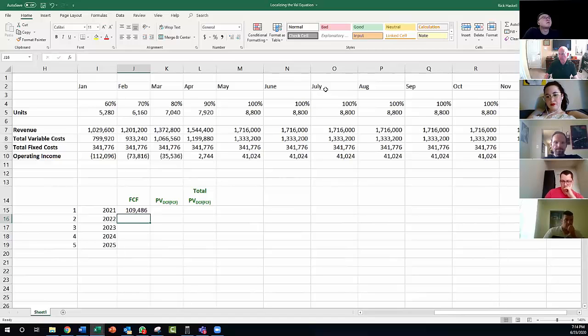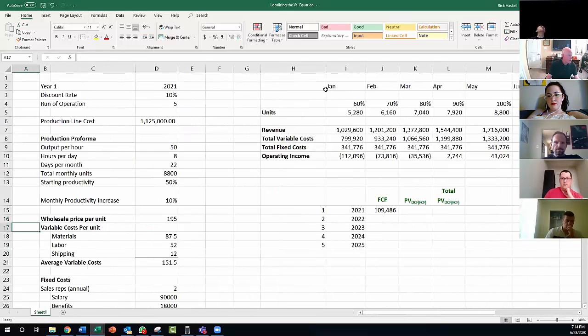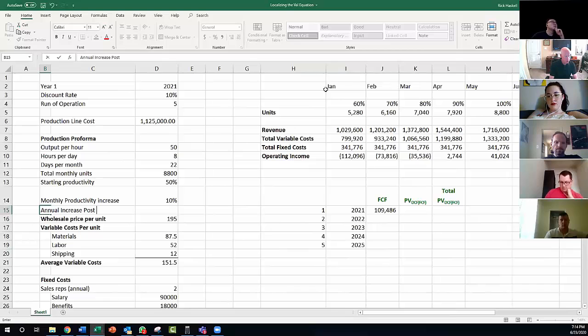And in this case, we're also going to have to hire yet more salespeople and yet more production workers, etc. So for the sake of simplicity, given that brief explanation, I've got a parameter I'm going to have to build someplace, and I'm going to call it an annual increase post 2021. And we're going to call it 100%.